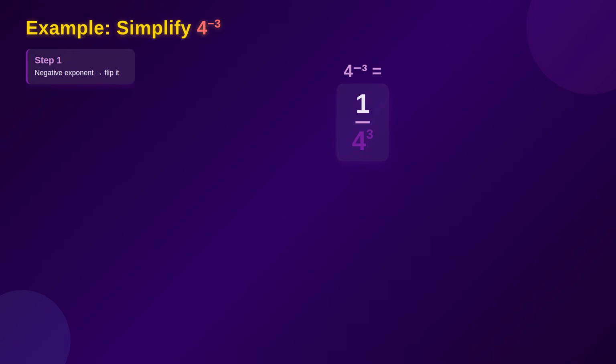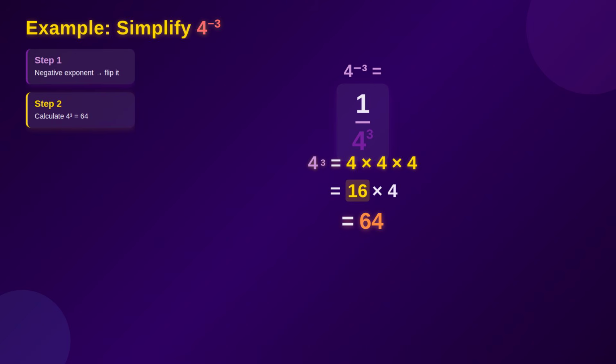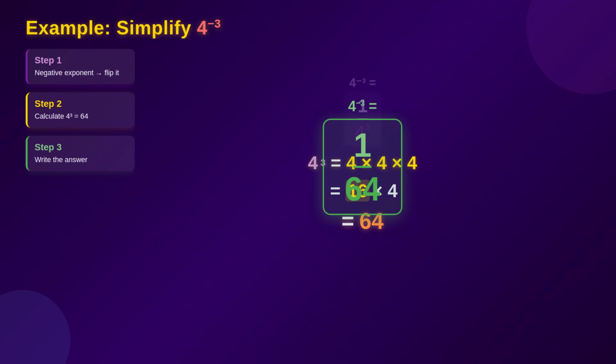Maya's next problem is 4 to the -3. Step 1, negative exponent means flip it. 4 to the -3 becomes 1 over 4 to the +3. Step 2, calculate 4 to the 3rd power. 4 to the 3rd is 4 times 4 times 4. 4 times 4 is 16, and 16 times 4 is 64.